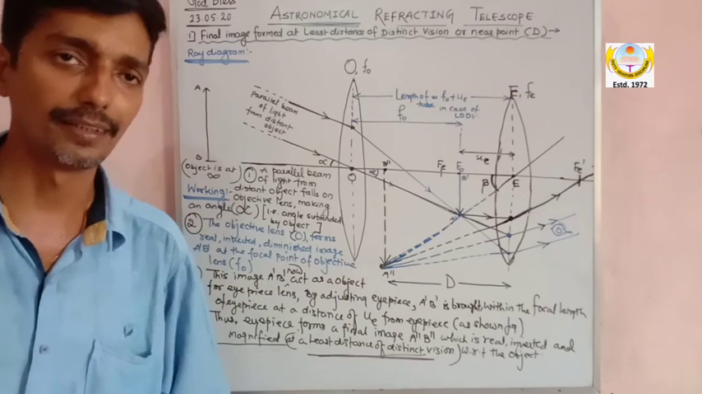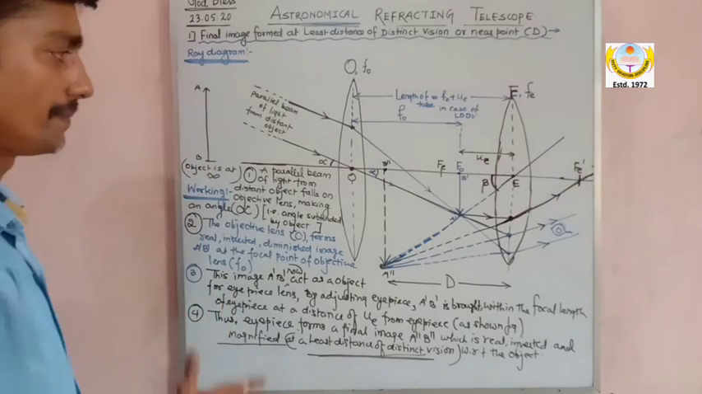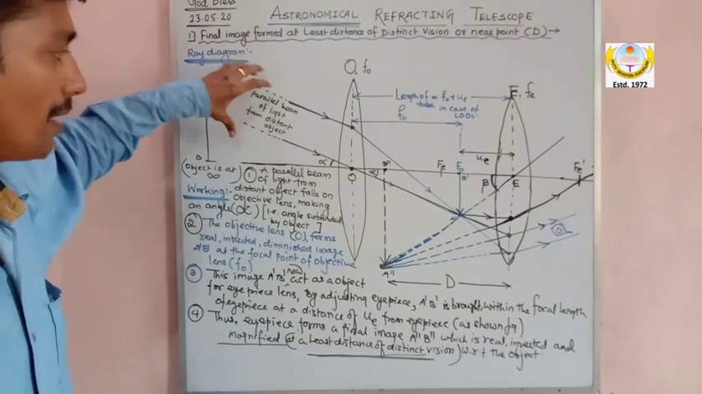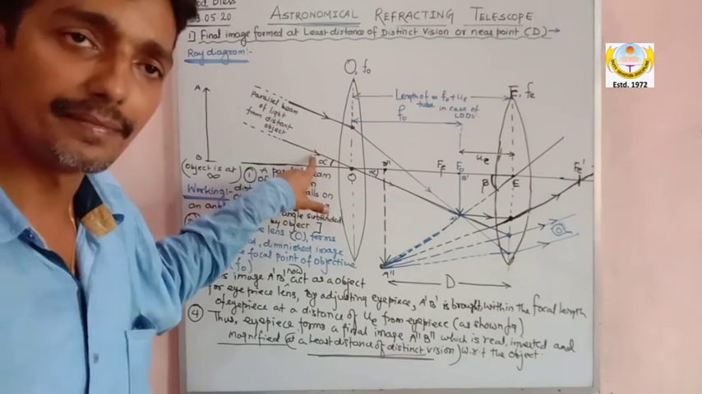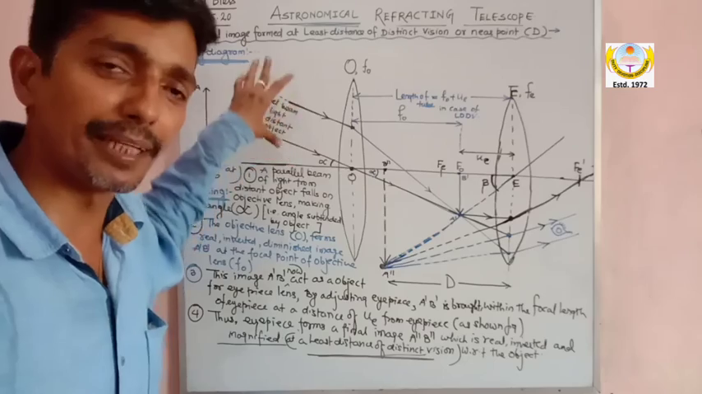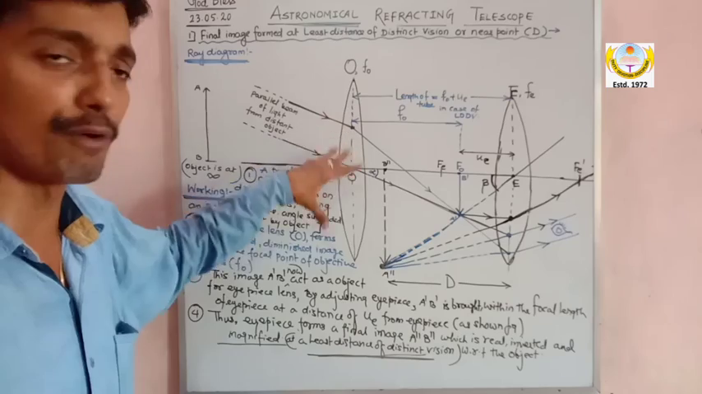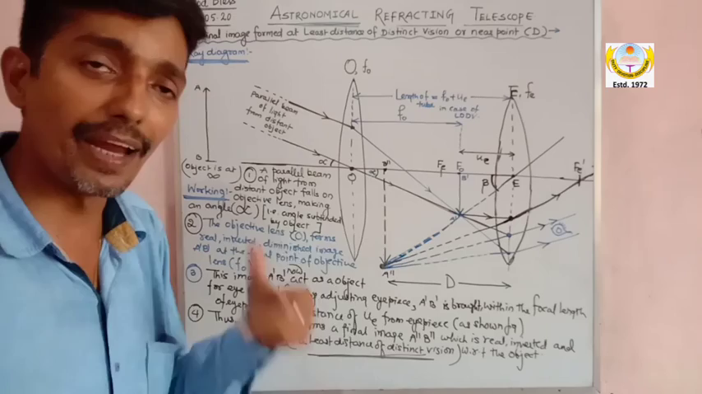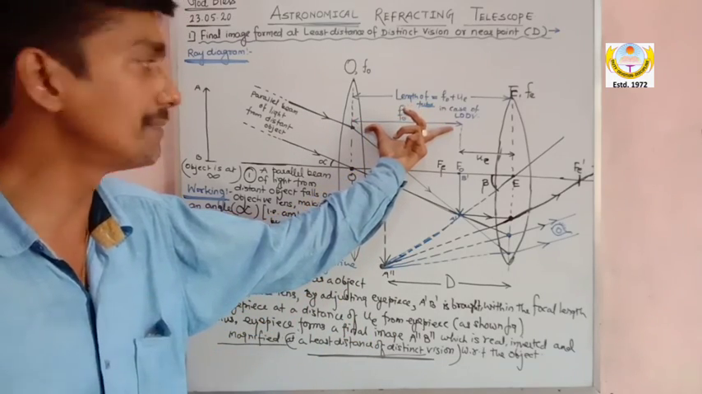So this is, my dear, the 4 crucial points of the working, and they are very important concepts. I hope everybody is clear. First, the parallel beam of light from a distant object falls on the objective lens, making an angle alpha. This angle alpha is nothing but the angle subtended by the object. Second point, this objective lens will form the real, inverted and diminished image A dash B dash at the focal point of the objective, at the focal length of the objective.